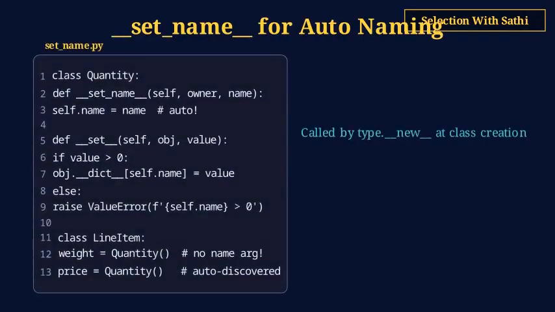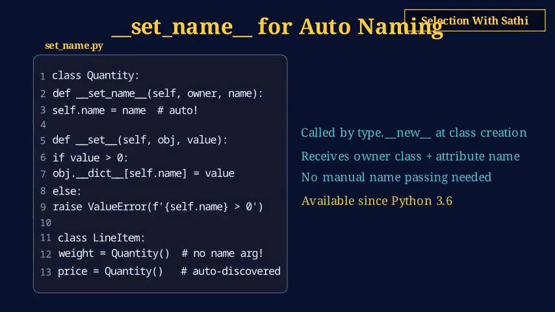__set_name__ solves the naming problem elegantly. Before Python 3.6, you had to pass the attribute name to the descriptor manually, creating ugly duplication like weight equals Quantity('weight'). Now Python calls __set_name__ on each descriptor at class creation time, passing the owner class and the attribute name as arguments. The descriptor stores this name and uses it as the storage key in the instance dictionary. No duplication, no magic strings.